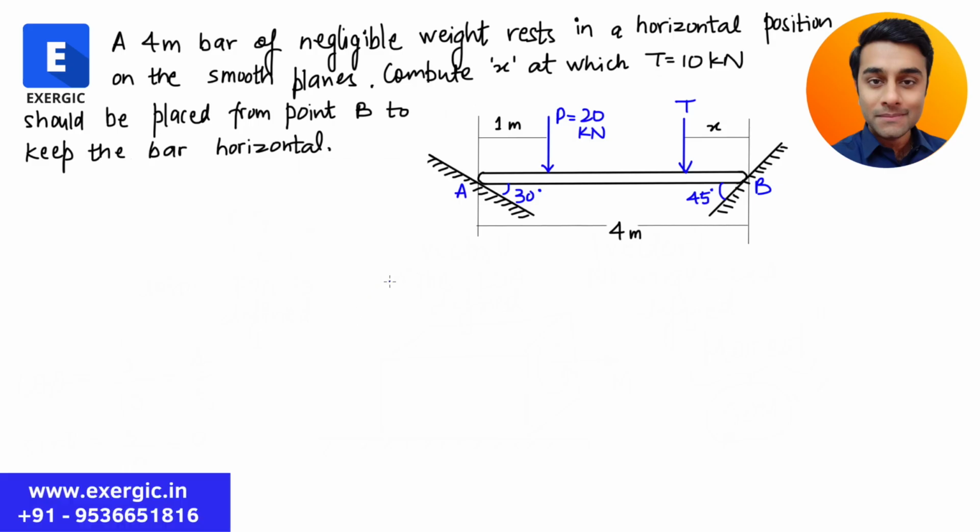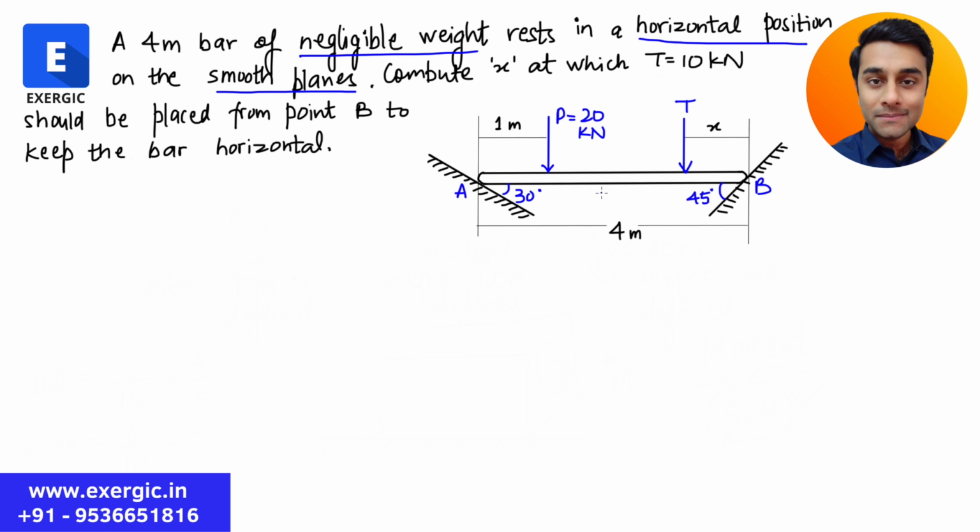Let us have a look at this question. It says that a 4-meter bar of negligible weight, so its weight is not to be considered, rests in a horizontal position. Its position is horizontal on the smooth planes. One more keyword: the first statement itself has many keywords. There is a bar of length 4 meters. If you look at the diagram, you will be able to locate bar AB, which has a length of 4 meters.